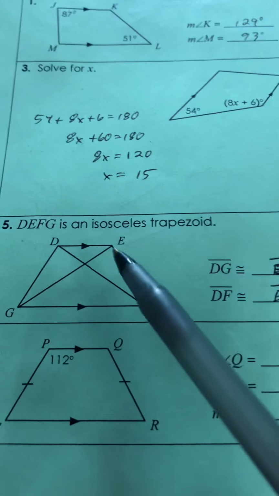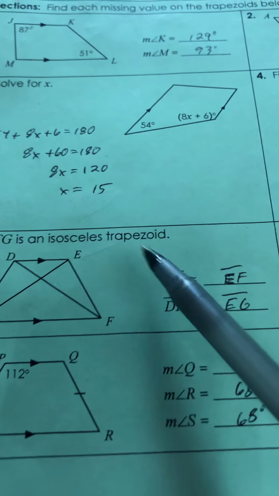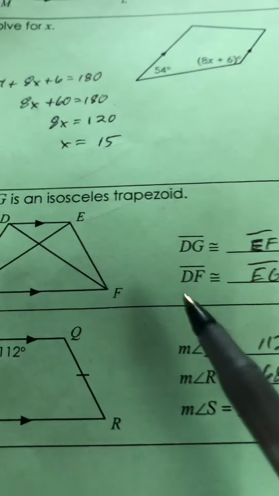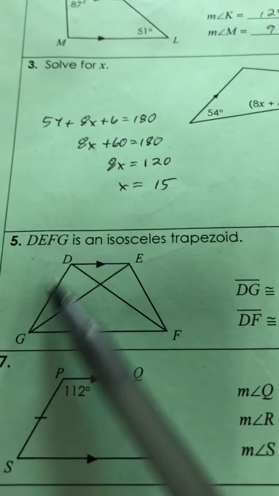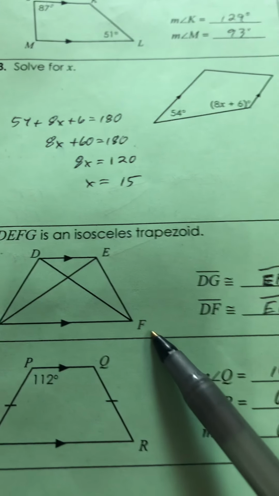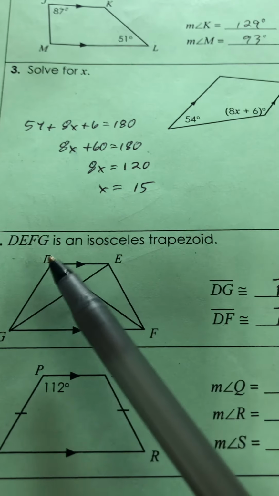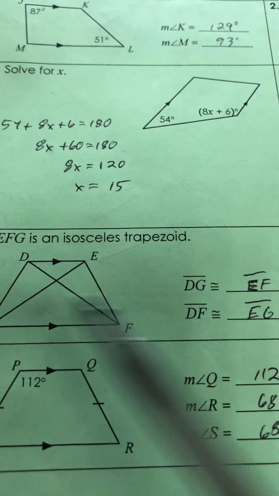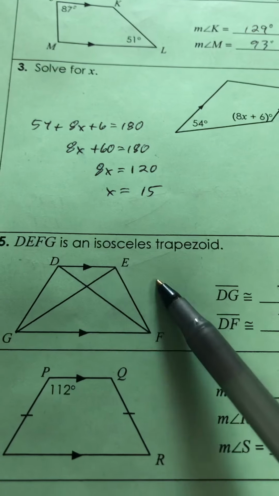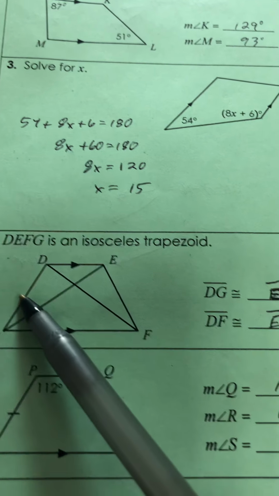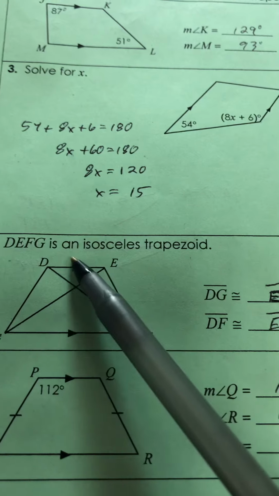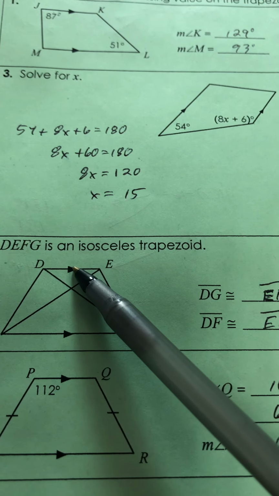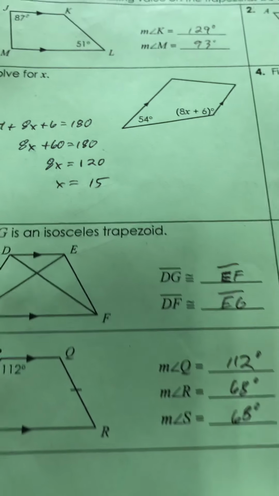For number 5, this is an isosceles trapezoid, so you can look at some of those characteristics of isosceles trapezoids up here. But DG is going to be congruent to EF, and DF is going to be congruent to EG. So the opposite sides are going to be congruent. These sides, not these sides, but these sides, okay? And the diagonals are going to be congruent.